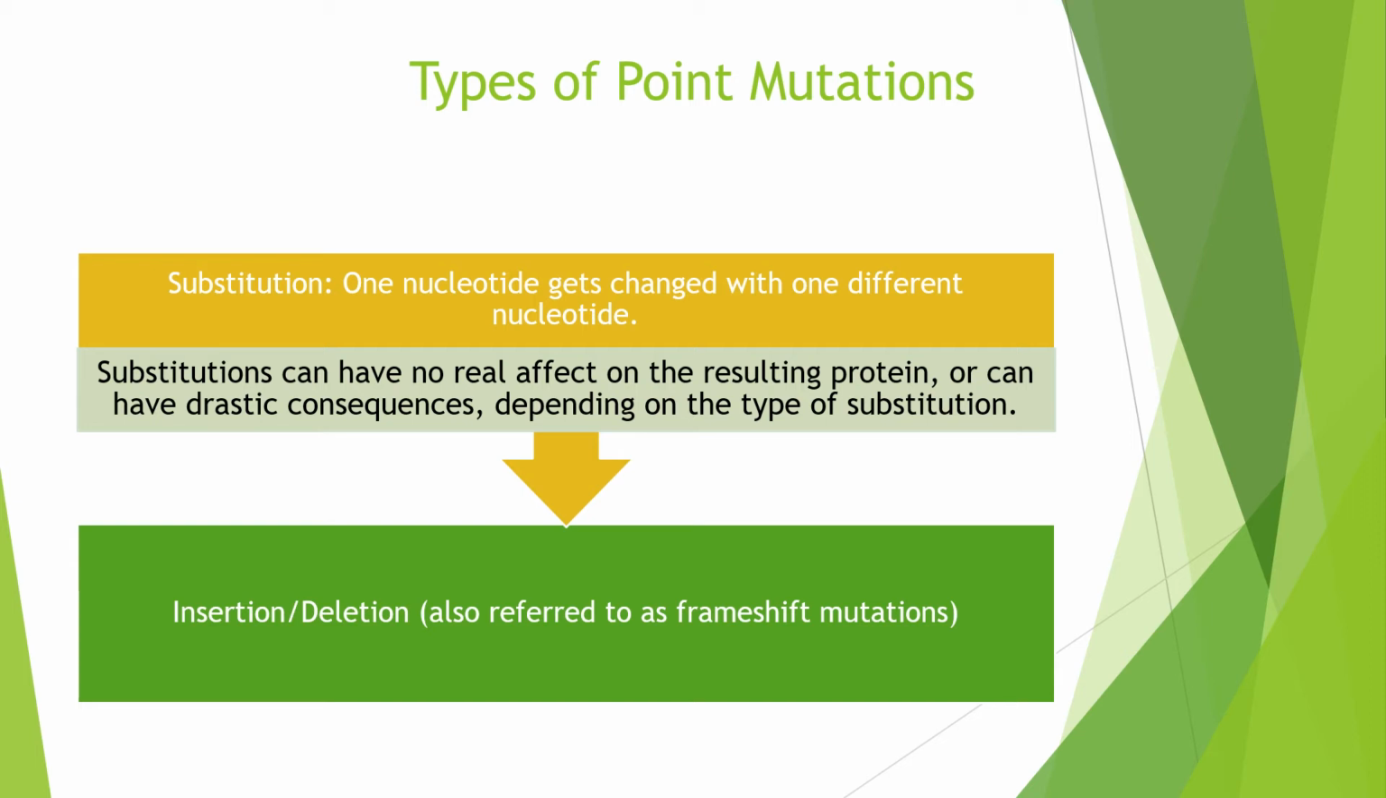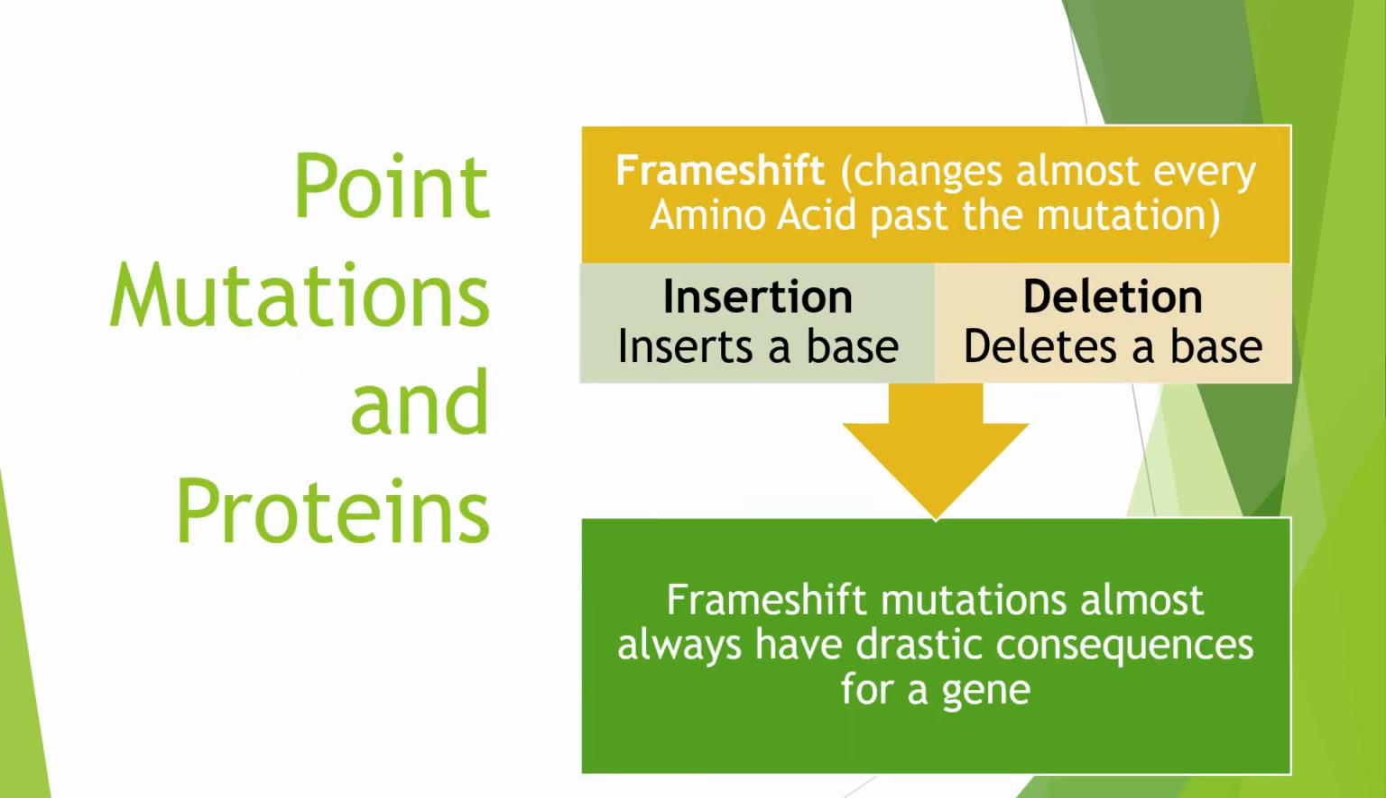The last type of substitution is called a nonsense mutation, and only occurs in the rare instances that a substitution results in a stop codon. This ends translation, and prevents the protein from being fully formed. Other types of mutations are insertions and deletions, which together are also referred to as frameshift mutations.